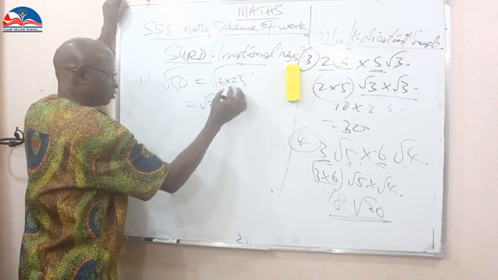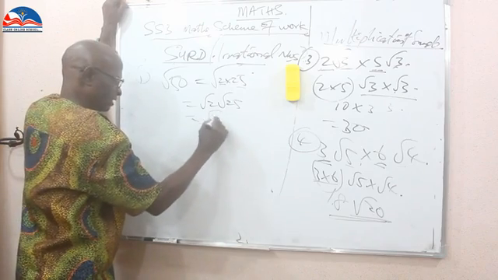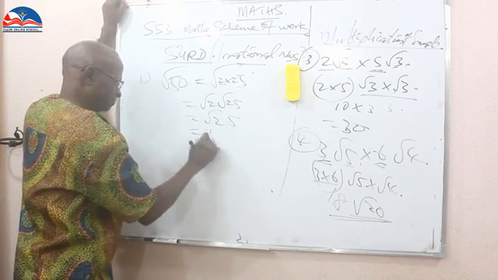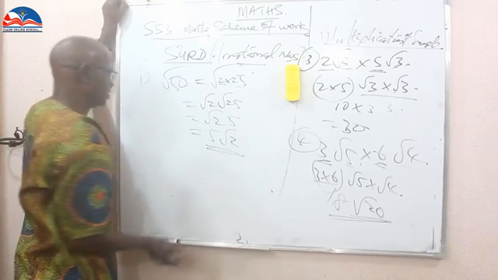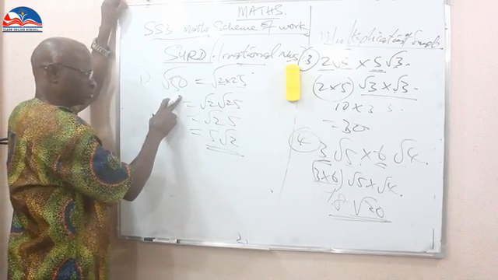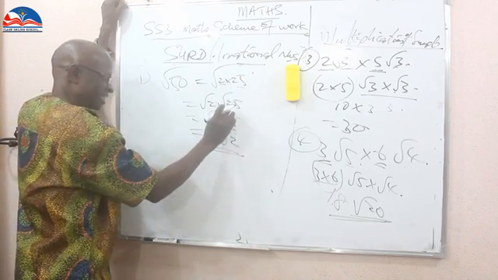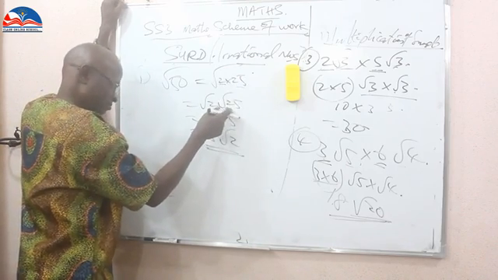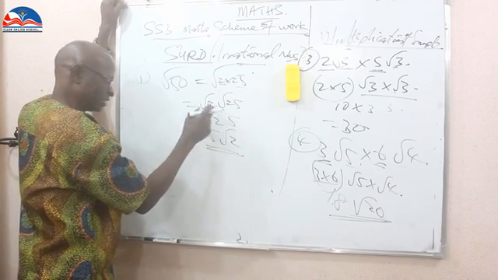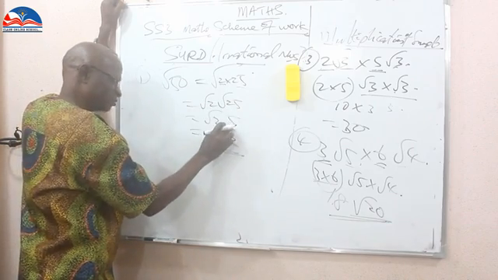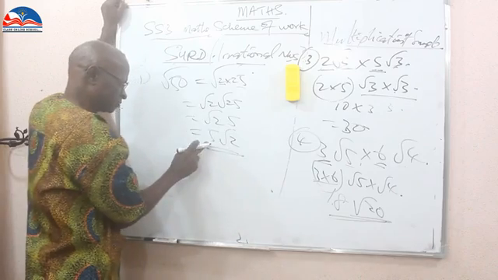Separate them: root 2 and root 25. The root 2 remains, and the root 25 becomes an ordinary 5. So by giving root 50 to rationalize, what you do is break it into 2 times 25. I can find the square root of 25, which is rational, but I cannot find the square root of 2. So root 2 remains and the square root of 25 is 5. Then this 5 comes first.